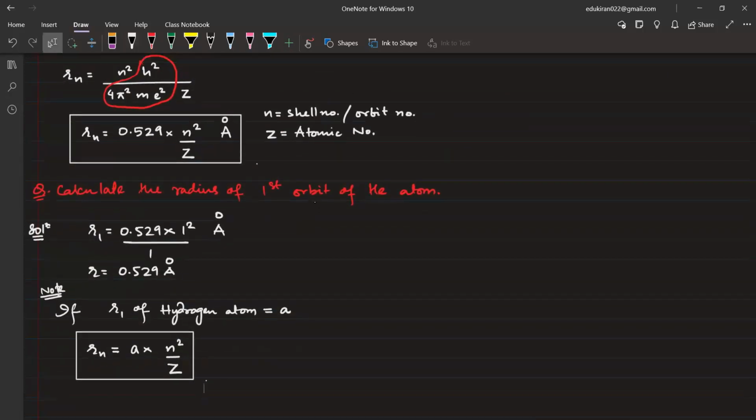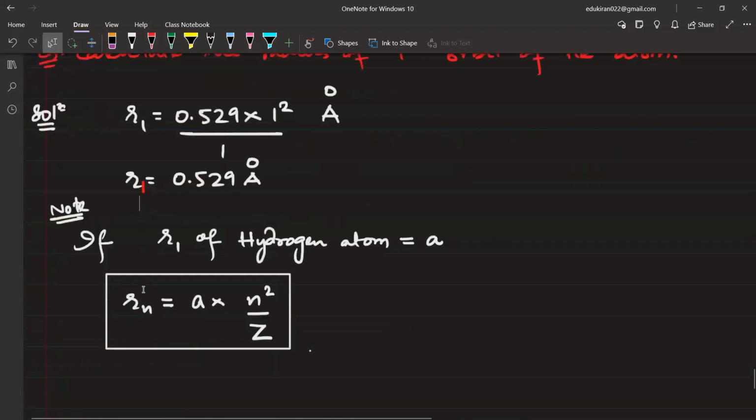See here, guys. I hope you understood this formula. Yes or no? Please tell me. We saw that this is the value of radius of any orbit of any atom. And this we saw that this value is nothing but the radius of the first orbit of hydrogen atom. So in general, we can write the formula in terms of the radius of first orbit of hydrogen atom. Is this clear? Yes or no? Please tell me. Yes, sir.